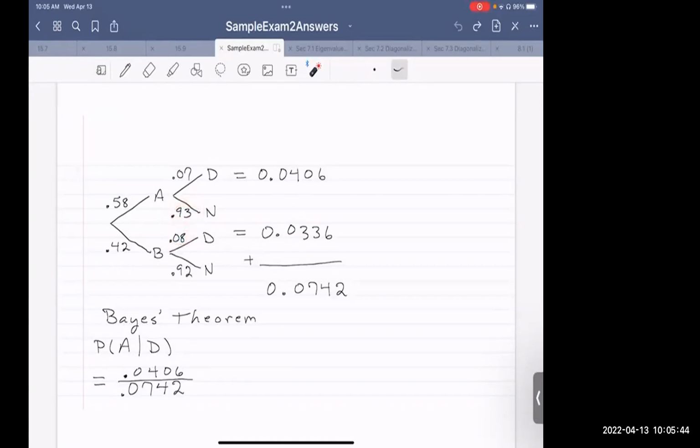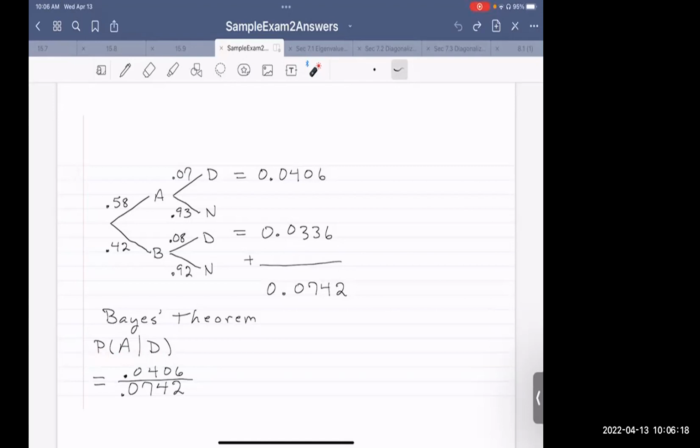For an 8% chance of success, I have a 92% chance of failure. And so 93% of those DVD players from store A are non-defective, whereas 92% of those DVD players sold from store B are non-defective. I want to find the probability that the DVD player is from store A, given that the DVD player is defective.